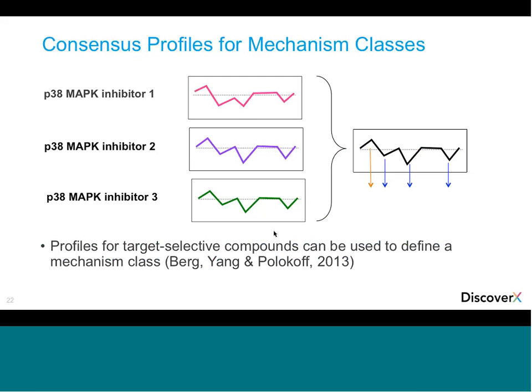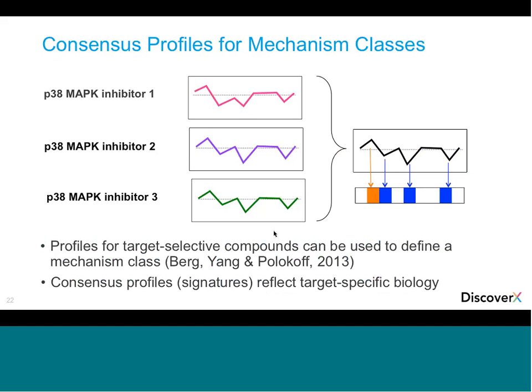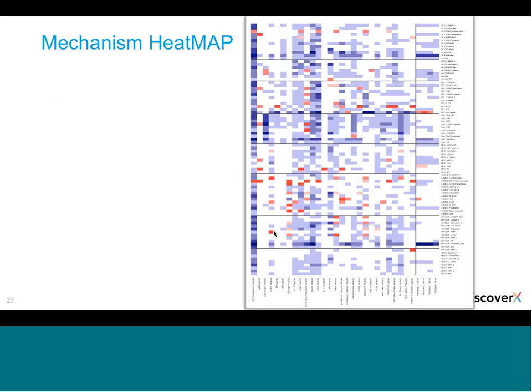We can actually convert this into a HeatMAP form. This allows us to compare a lot of different mechanism classes to each other, and we can use those consensus profile signatures to reflect what is the target-specific biology. So we have developed this mechanism HeatMAP, which is a new deliverable for our Diversity Plus panel service.